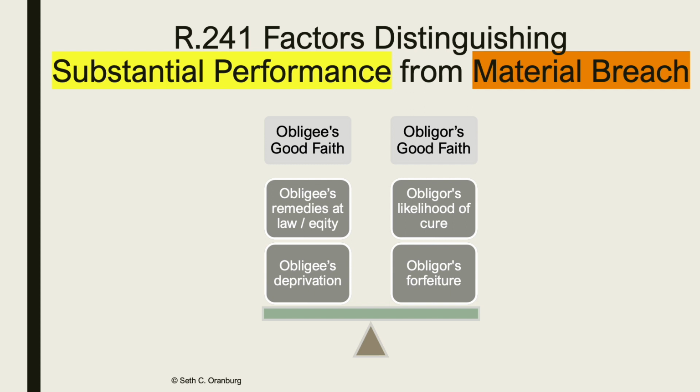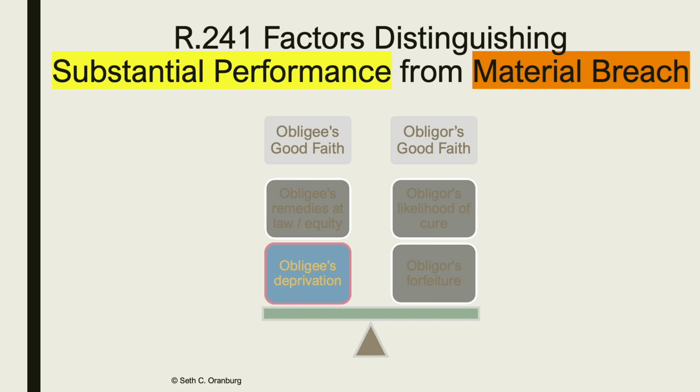Restatement Section 241 sets forth a five-part balancing test to distinguish between substantial performance and material breach. I've simplified it, and now let's go into each of the five factors that go into this balancing test in some detail to make sure we really understand how to conclude whether there has been substantial performance or material breach.